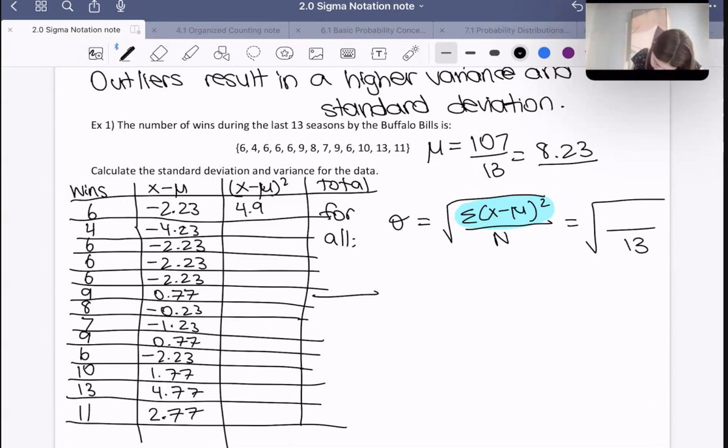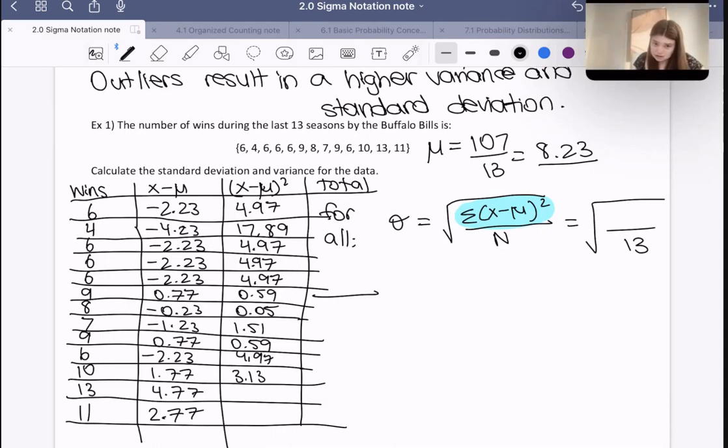Good. So now what we have to do is square these numbers. So we'll get 4.97 here, 4.97, 4.97, 4.97, and we have one more, 4.97. Okay. What about this one? Negative 4.23 squared is 17.89. Here we have 0.59. Negative 0.23 squared is about 0.05. 1.23 squared is 1.51. 0.77 is 0.59. We square that. 1.77 is, I think, 3.13.